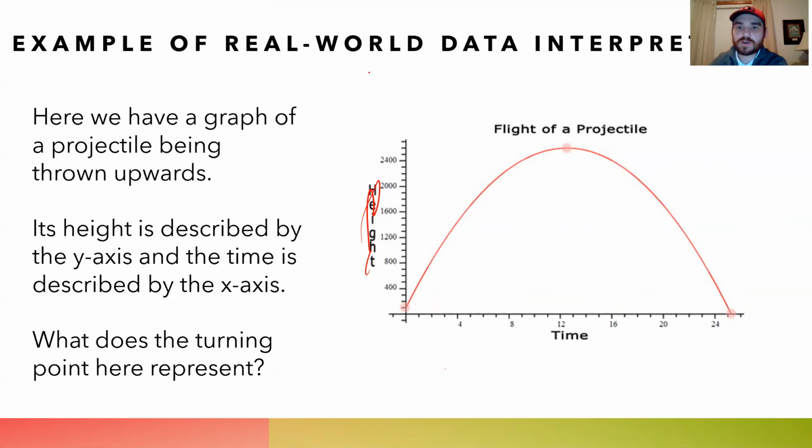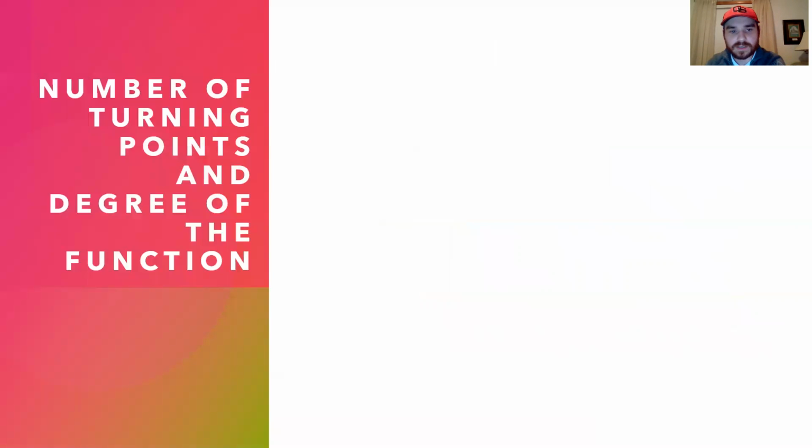So basically, you just know that a turning point always means that something is happening when it's modeling real life data. And it kind of depends on what data it's actually supposed to model.